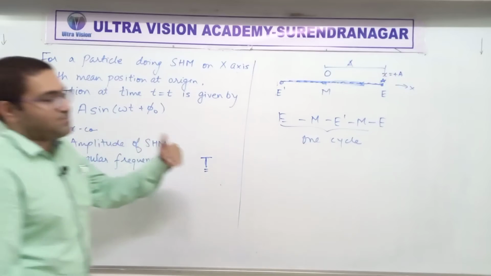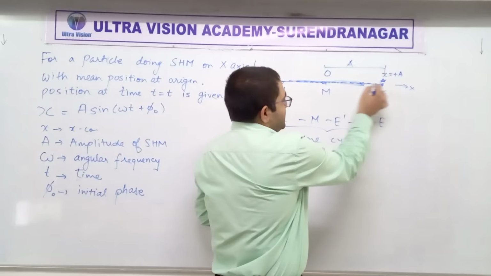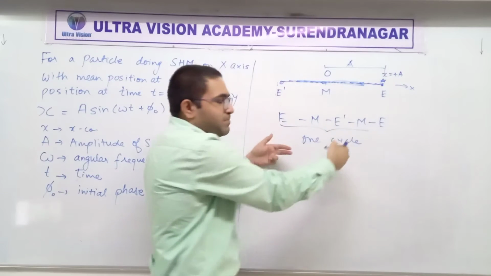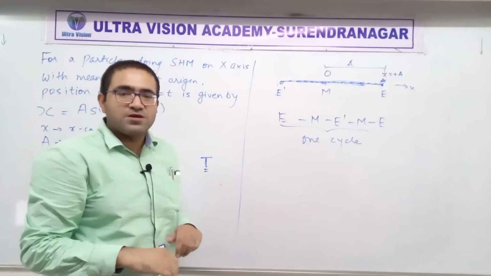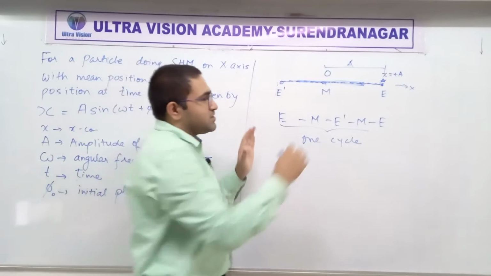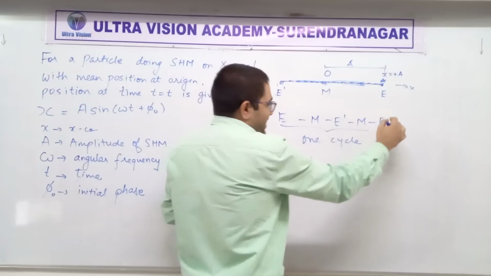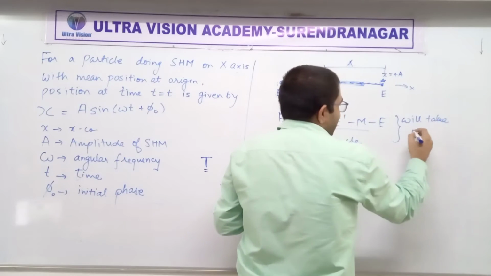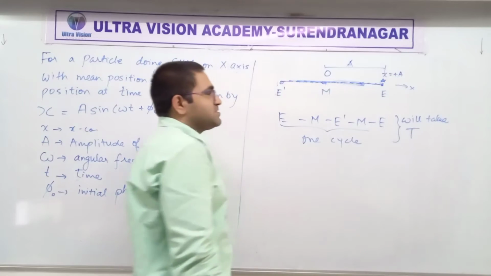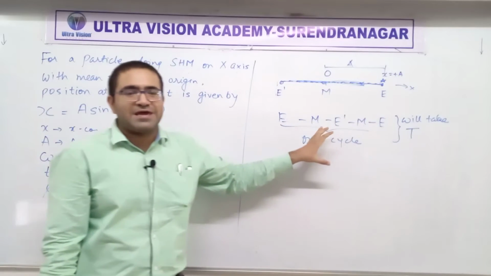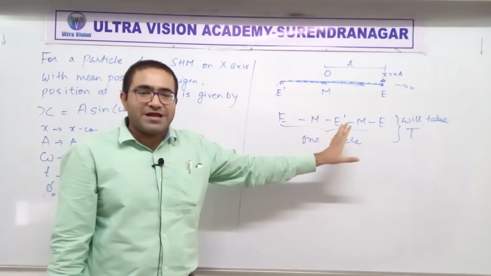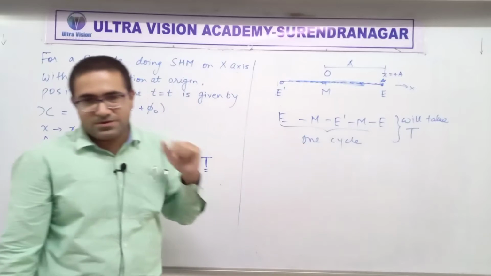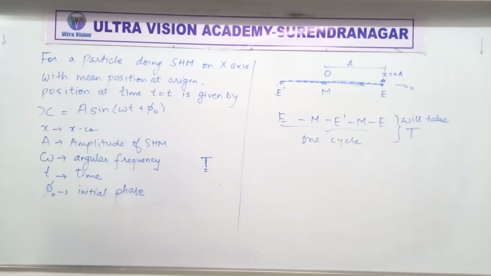Because what will happen after this? E to M to E dash to M to E. After this, the same thing is repeated, isn't it? So this is what is one cycle, right? So this is the motion. This will take how much time? It will take a time period. Did you get that? That this will take one time period because that's one cycle. Clear or not clear?